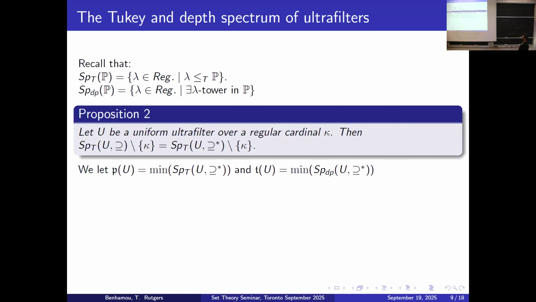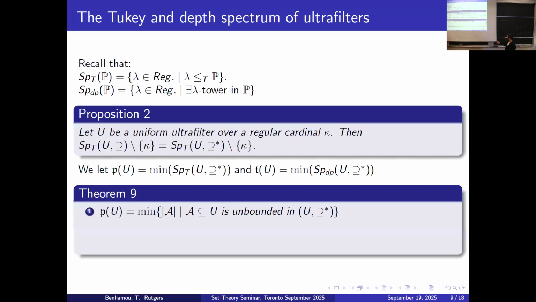And just some other information about this stuff. The pseudo intersection number of U should be the minimal size of a collection in U which doesn't have a measure one pseudo intersection, right? Well, that's going to be in the next lemma, but we can define it as the minimum of the Tukey spectrum of U. And the depth refers to the tower number. Obviously, this is really by definition.